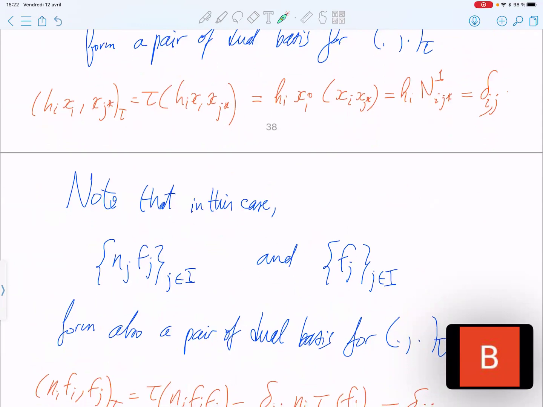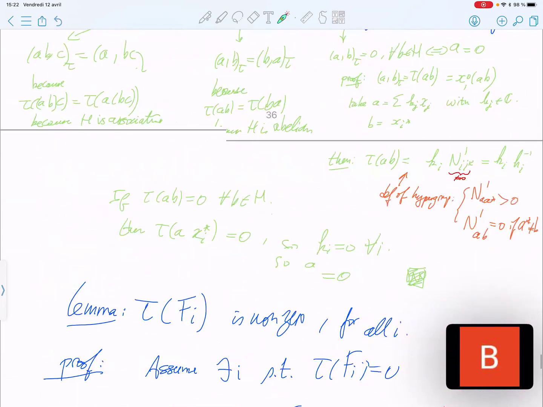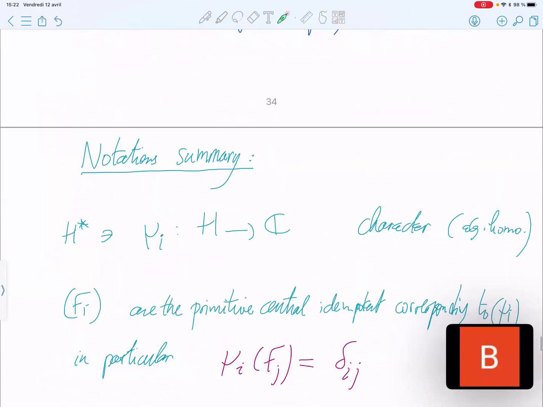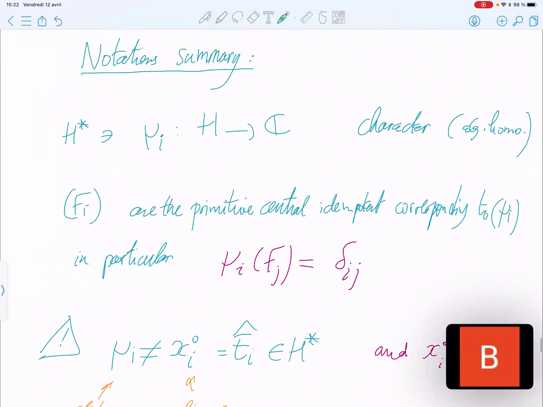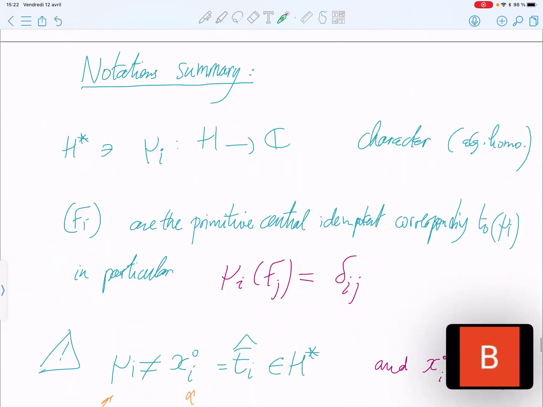And there will be another magic trick to prove what is called the second orthogonality relation. But before that, let me come back a little bit where I recall all the notation. Okay, so it's good to recall this notation because they will be used often.